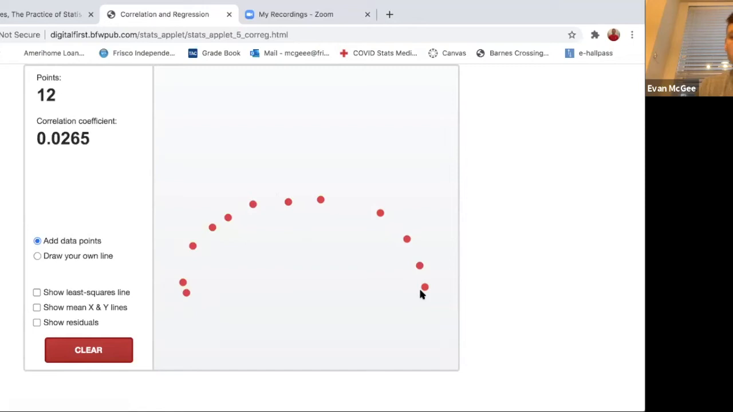The issue is correlation measures linearity. So this is not a linear relationship, so correlation doesn't help us with this. So you might look here and say there's absolutely no relationship if you didn't have the graph. So it's important that you have a graph along with the correlation in order to get the full picture.